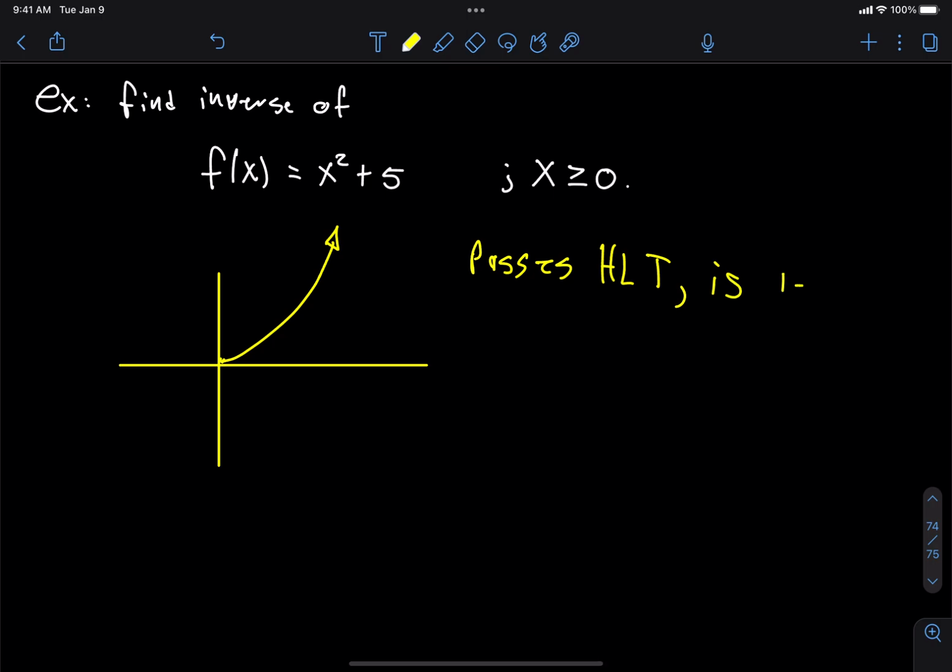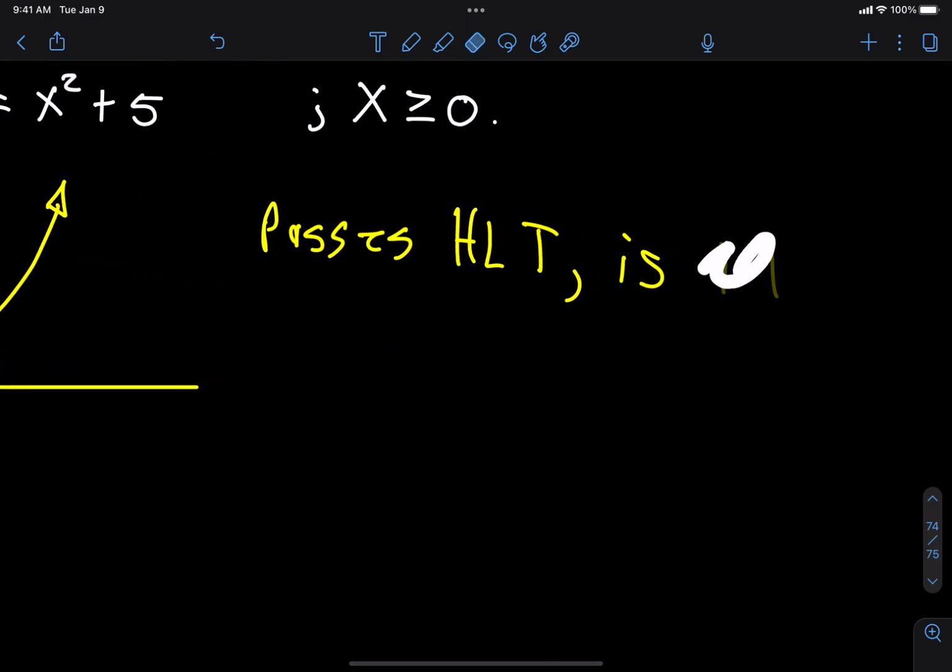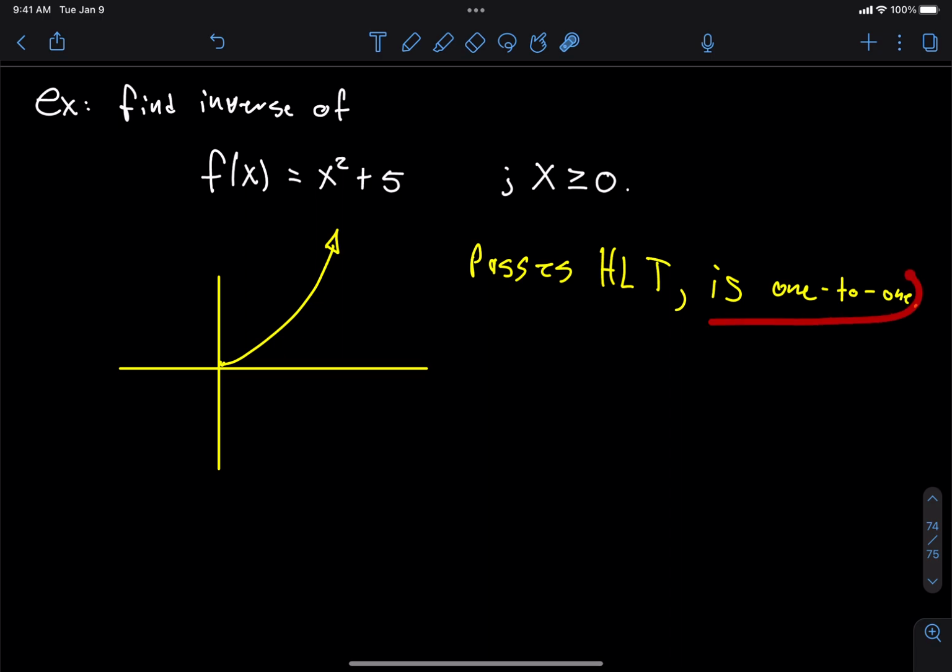Is 1 to 1. Sometimes I'll write it like this, 1 to 1. Okay, why don't I write it out? That's confusing. 1, 2, 1. So it passes the horizontal line test. It is 1 to 1. I can go ahead and invert it using the process of, okay, I know y is equal to x squared plus 5. So what do I do to find the inverse?